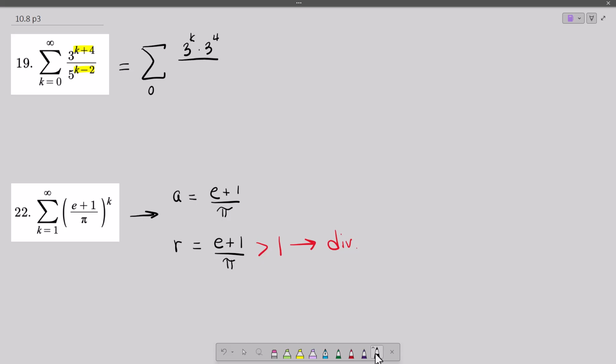3 to the 4 is just a constant. And we know constants do not affect convergence or divergence. You can just factor them out. If you have a convergent series, those constants will affect what it converges to, but it doesn't change divergence or convergence. And this is going to be 5 to the k multiplied by 5 to the negative 2.